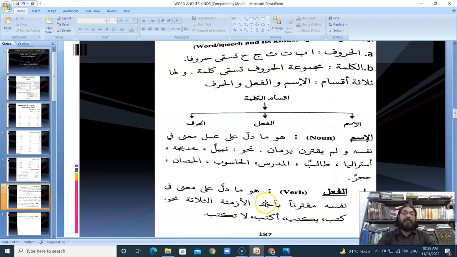So these are the fi'l. There will be an action and there will be a tense among the three tenses like present, past, and future. So first one is over, second one is over, and third one, al-harf, the particle.